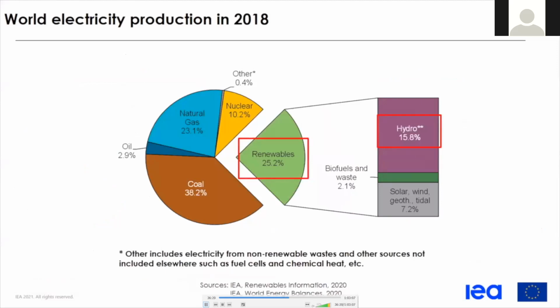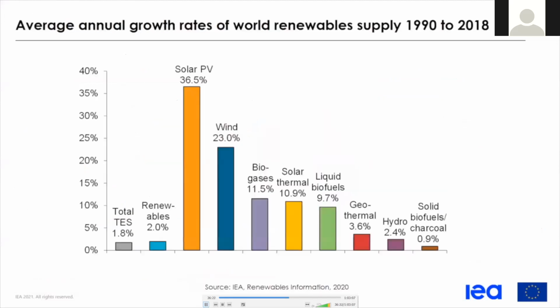Renewable sources are the energy communities that have the largest and most important growth rates in the world. Between 1990 and 2018, solar PV gained 36.5% in production, followed by wind, biogas, solar thermal, and liquid biofuels, which led the total renewables to grow by 2%, which is more than the global total energy supply growth in the same period.